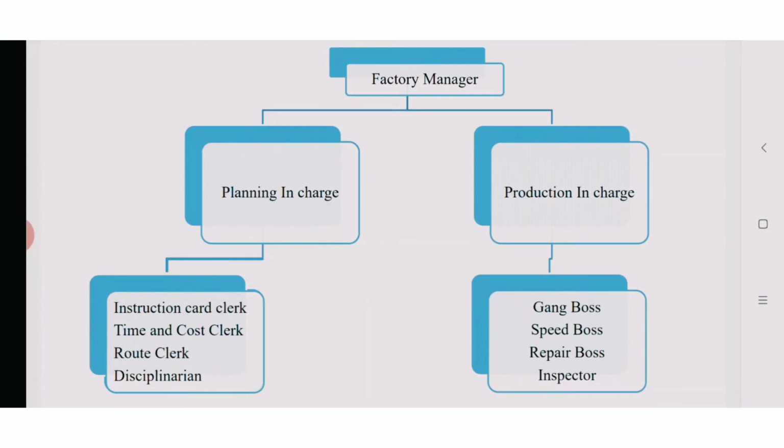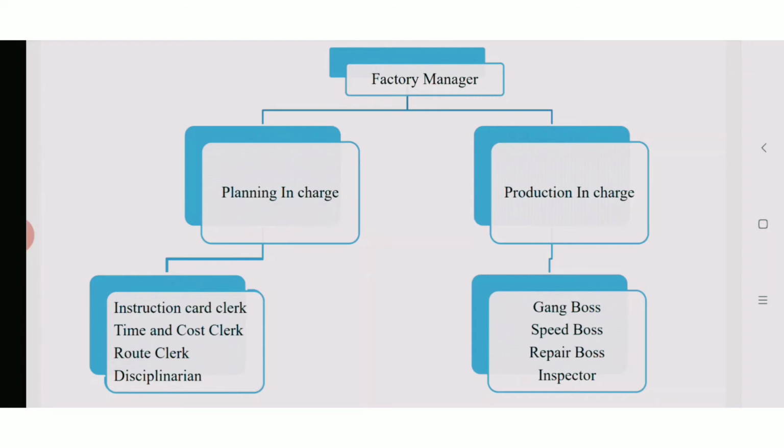Production in charge will be held responsible for all the activities under the production division. Now, the first term under this division is gang boss. This is one of the most important terms for a 1 mark question. Gang boss is held responsible for the arrangement of all kinds of machineries, tools, equipments which are required for the production process. I repeat, gang boss is responsible for all kinds of arrangement of machineries, tools and equipments.